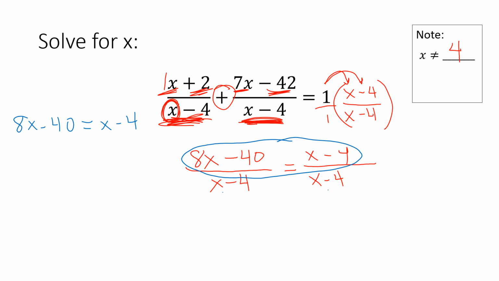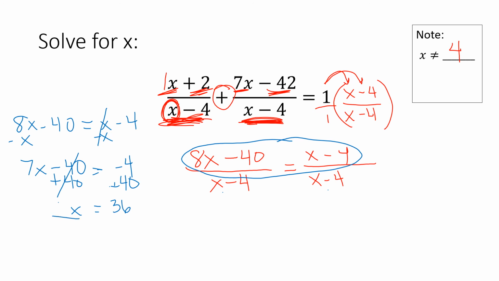I need to get all of my like terms together, so I'm going to take this x here, subtract it, and move it to the other side. That gives me 7x minus 40 equals negative 4. And then trying to get x by itself here, I'm going to add 40, move it to the other side. That gives me 7x equals 36, and divide by 7 gives me 36 over 7. Not a very pretty answer, but it is the correct answer nonetheless.